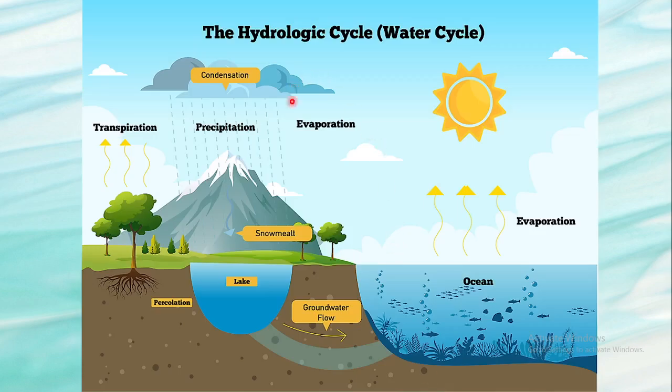When the clouds become heavy and it rains, this process is called precipitation. Snow, sleet, hail, or rain is basically precipitation.